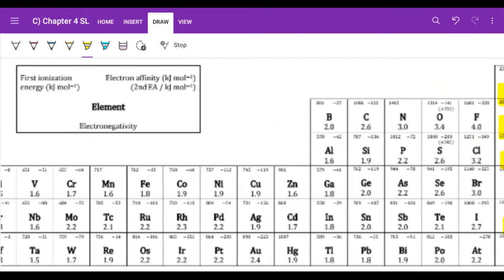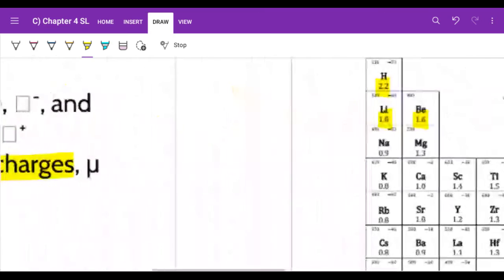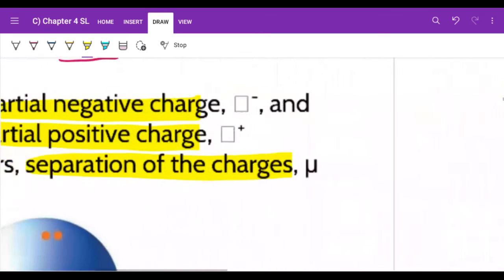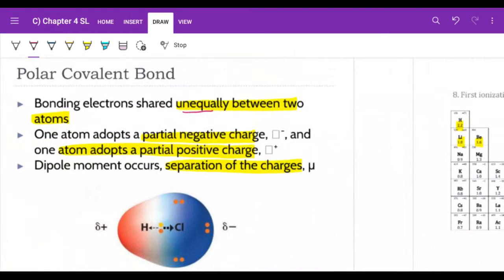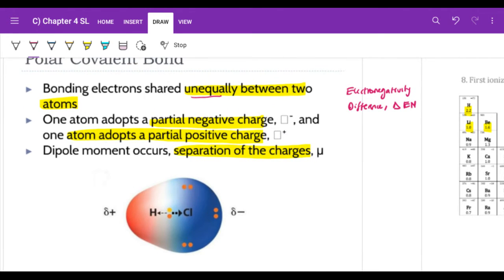From the electronegativity value we can find the electronegativity difference. We call it electronegativity difference, or we just write it as En difference. So how to calculate the electronegativity difference?